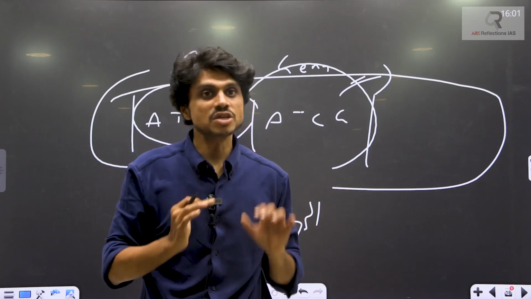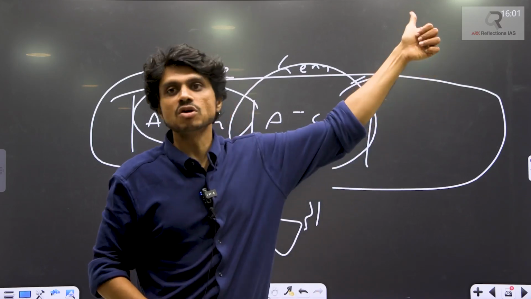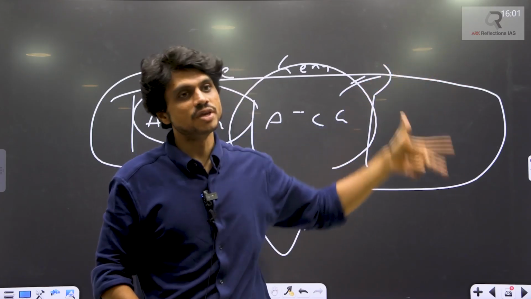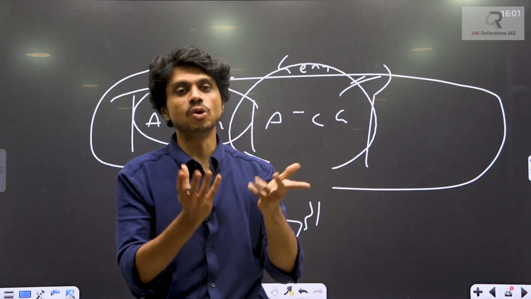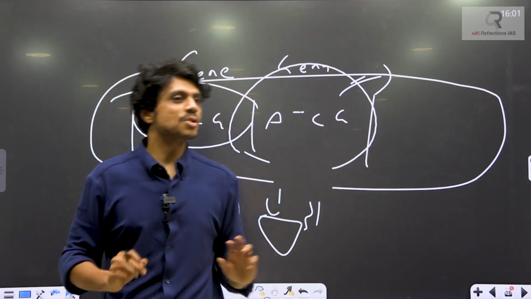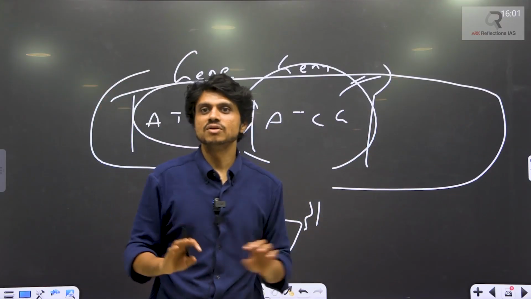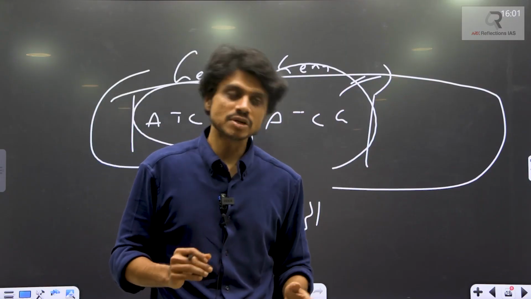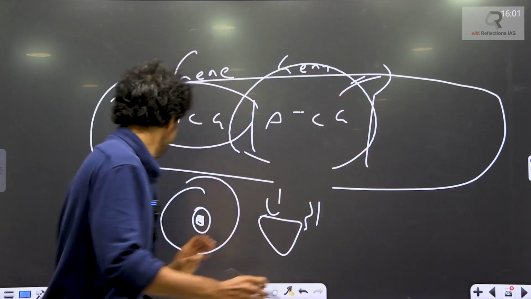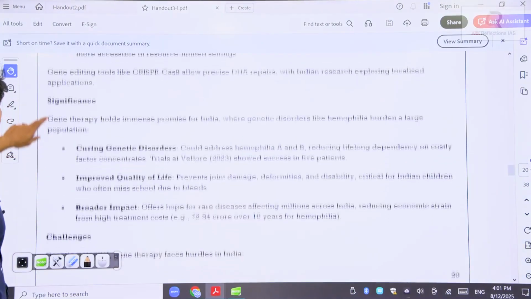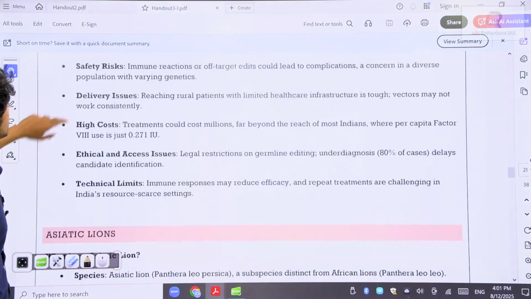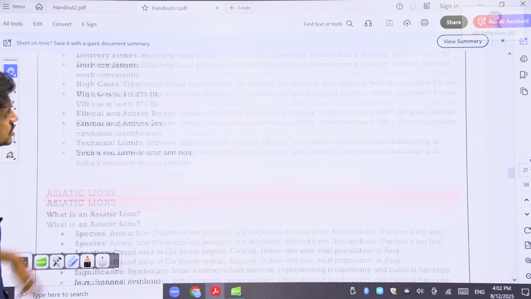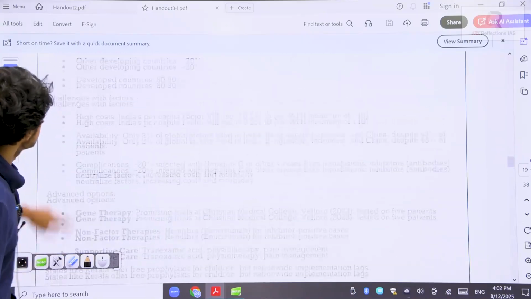But I am saying there is a utility, not just as genetic disorders. We can also utilize these genes to modify things in a way we want. We can prepare a coal which does not release carbon dioxide when it is burnt. So there is so much utility in gene therapy, but there are challenges which we will deal with in the next class. So these are the challenges: safety risk, delivery issues, high cost, ethical and access issues, technological limits.